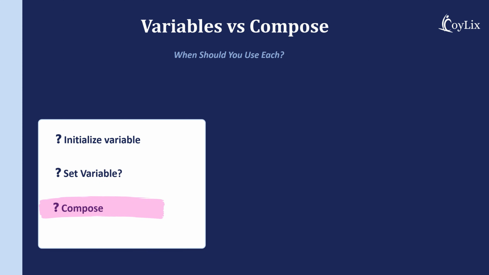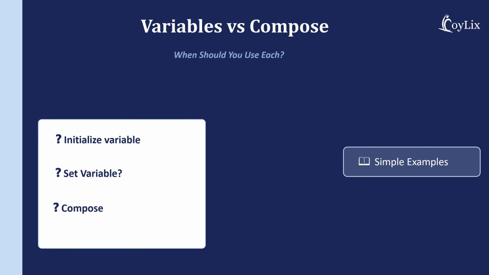So most people pick randomly. Some always use compose because it's quick. Some always use variable because that's what they have learned. Neither is wrong, but neither is right every time. So in this video, I'll show you the difference with a simple example and live demo so you can confidently choose the right option every time.